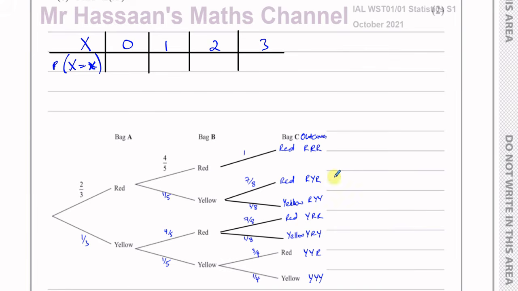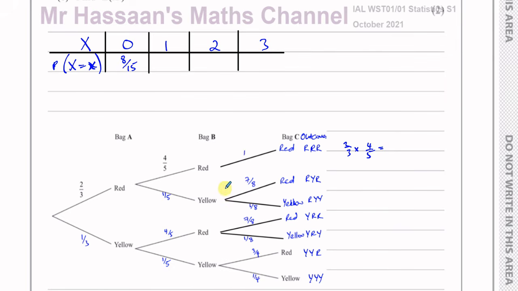So now, what is the probability of picking no yellows? Well, the only way of doing that is when they're all three reds. So it's 2/3 times 4/5, which is 8 over 15. So that's 8 over 15 over here.